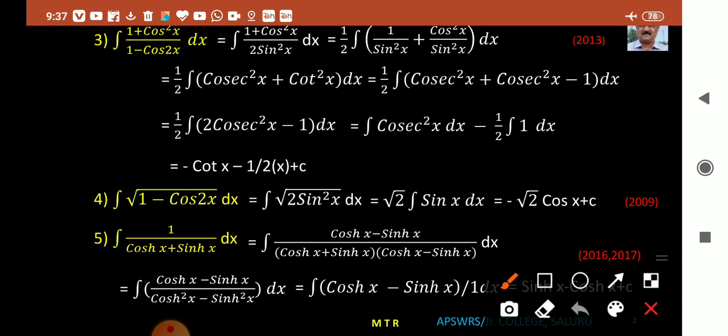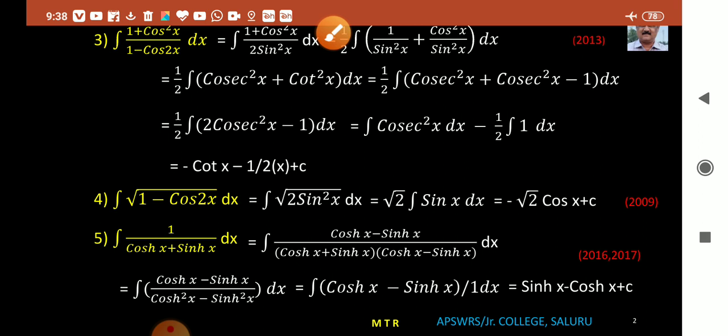Here the numerator is cos hx minus sin hx into 1, which is cos hx minus sin hx, and the denominator is cos hx plus sin hx multiplied with cos hx minus sin hx. This is of the form a plus b into a minus b, so a square minus b square, cos h square x minus sin h square x. You know that is 1. So we get integral cos hx minus sin hx by 1, that is integral of cos hx minus sin hx dx.